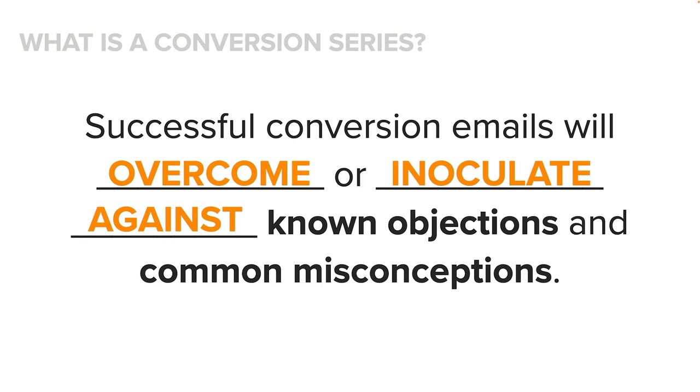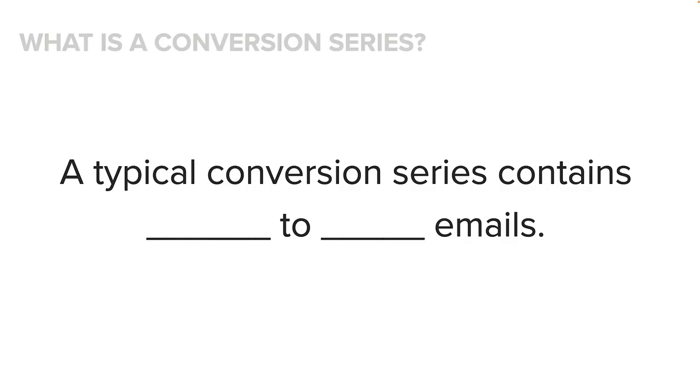So successful conversion emails or campaigns will overcome or inoculate against known objections and common misconceptions. So the best way to tackle these objections is before the customer can verbalize them, even to themselves, right? We need to go ahead and overcome or inoculate those known objections before we actually present the solution or present the offer for someone to make that transaction. And this can typically be done in a series that is anywhere from 3 to 5 emails long.